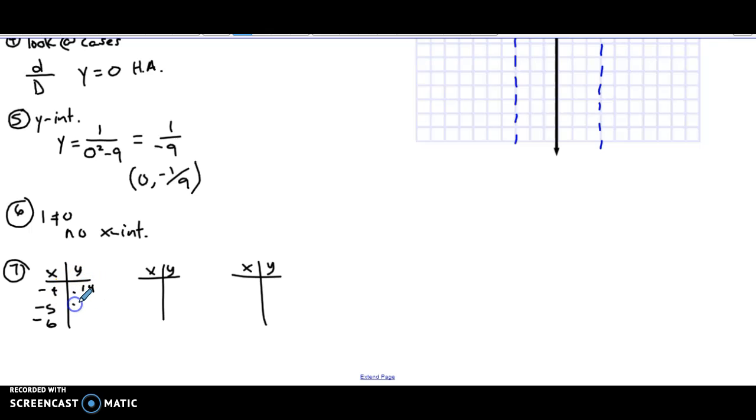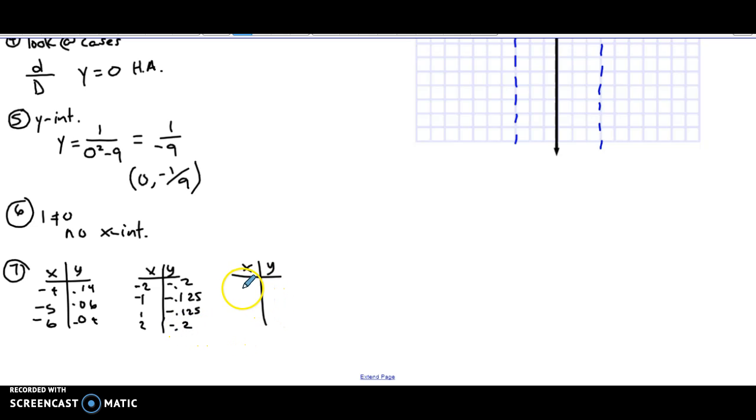simply counting out -4, -5, and -6, which give me about 0.14, 0.06, and 0.04. And then for this one, I did -2, -1, 1, and then 2. When I plugged in those values, you get -0.2, -0.125, -0.125 again if you round it, and for 2 you get -0.2.